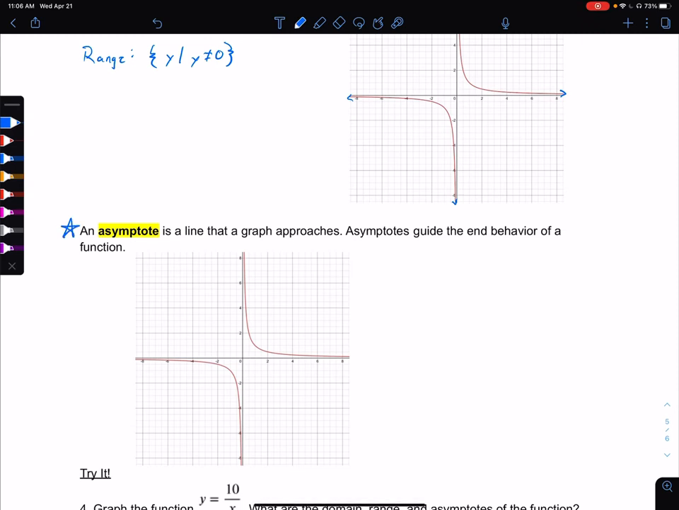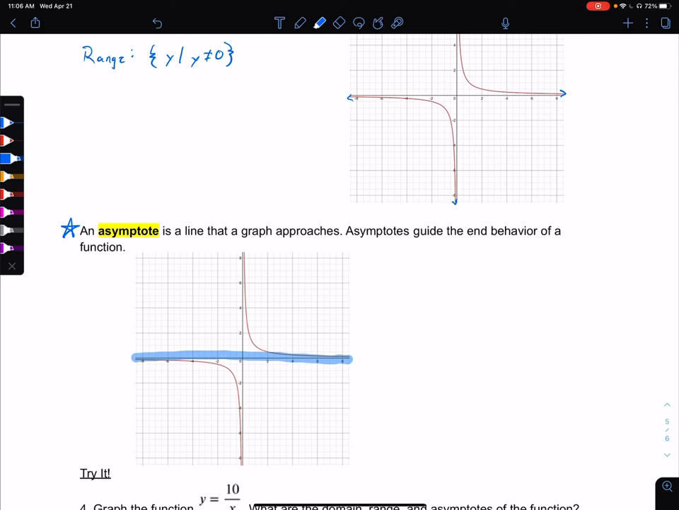So that's a line that a graph approaches, but asymptotes guide the end behavior of the function. If I follow this curve, it's not perfect, but you get the idea. This graph is going to keep going up, it's going to keep going right. So that asymptote is actually the x-axis. It guides the behavior. So going off to the right, my graph, that red line, is going to keep getting closer and closer to the x-axis, but it's never actually going across it.